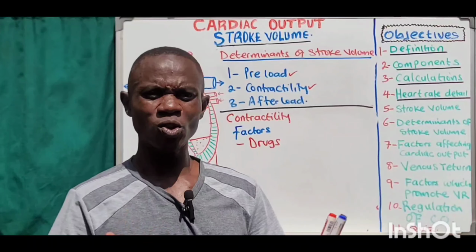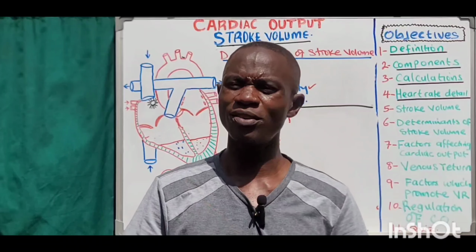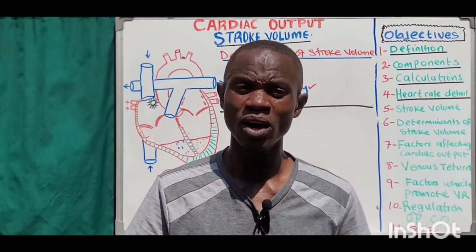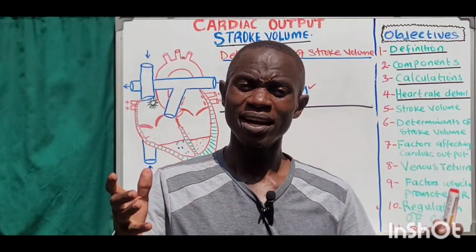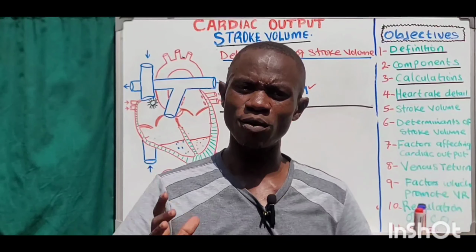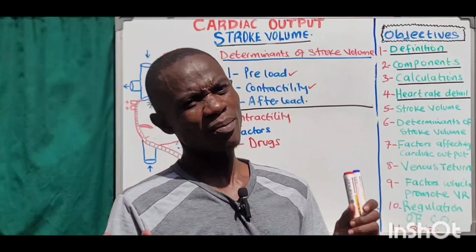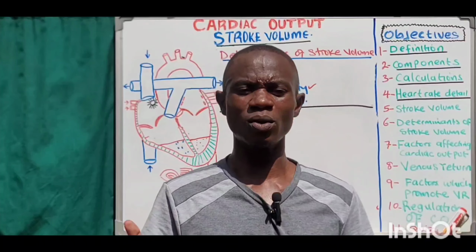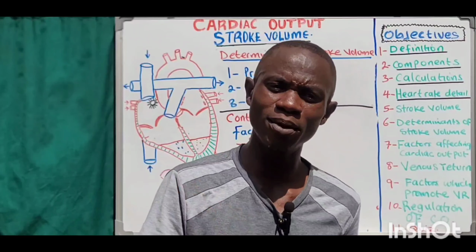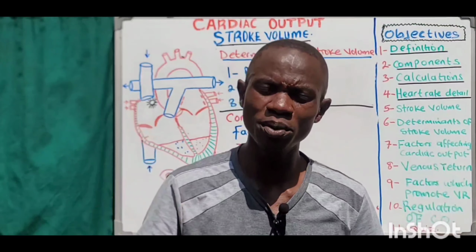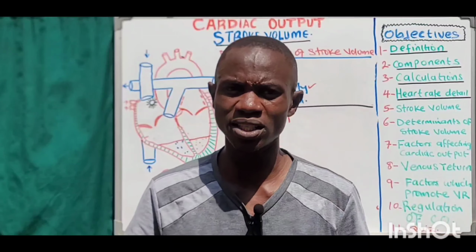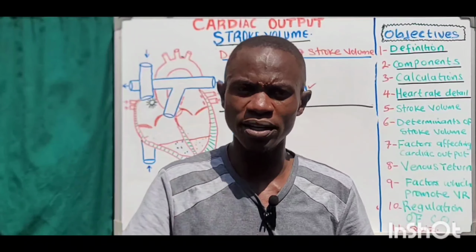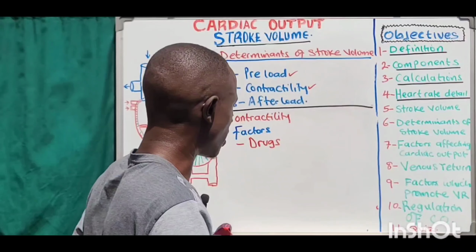Those drugs which enhance the force of contraction include, for example, dobutamine, digoxin, and atropine. Those increase the force of contraction. We also have drugs which decrease contractility, like the calcium channel blockers and the beta blockers. Those drugs aim at decreasing the contractility of the myocardium. By doing that, they also become one of the determinants of stroke volume.